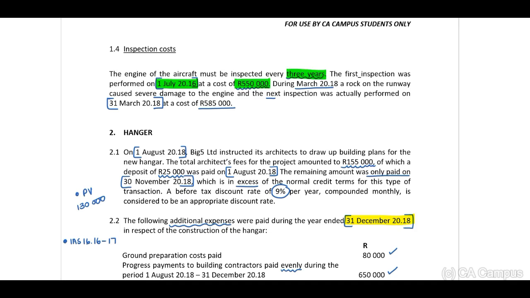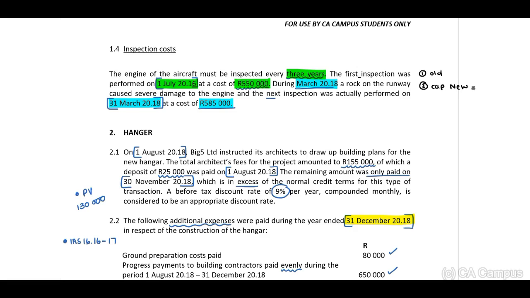Then they indicate, guys, during March 2018, a rock on the runway caused severe damage. Therefore, on 31 March 2018, they had to incur 585,000 in terms of an inspection. Therefore, we need to identify, we need to take out the old inspection cost. We need to capitalize the new.